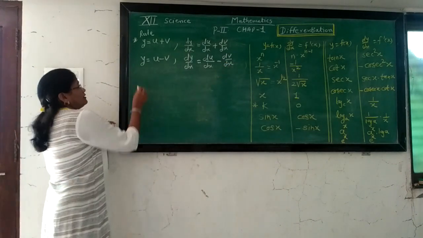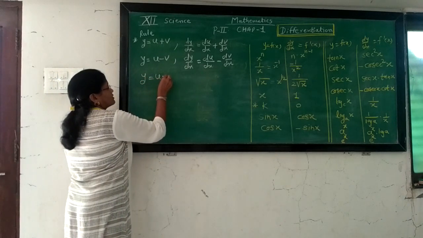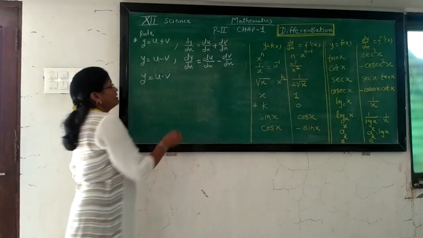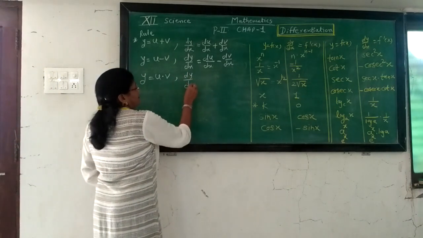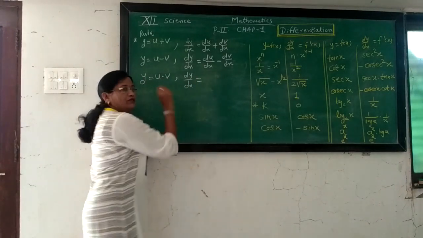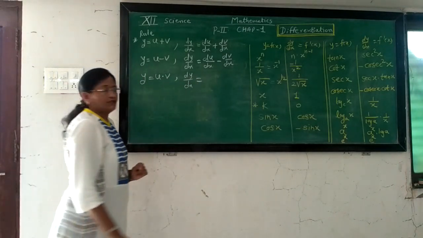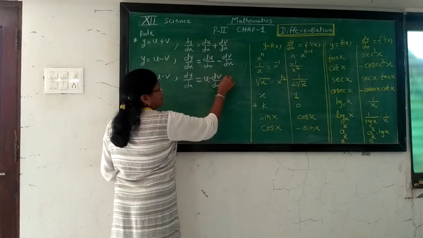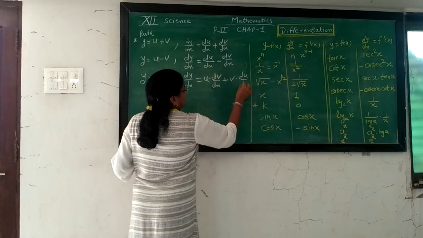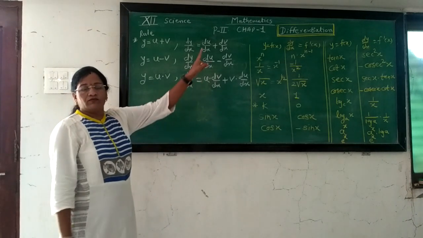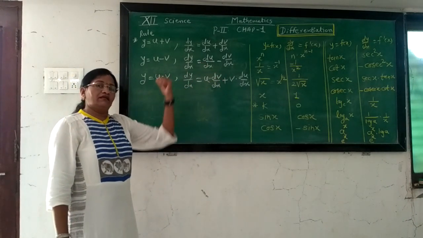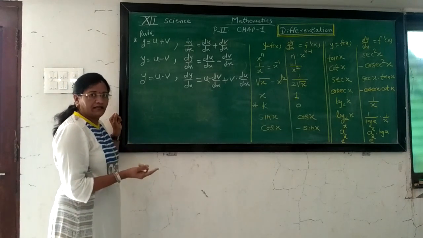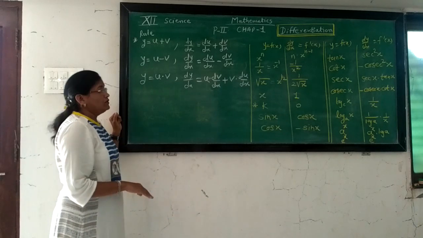Now, if the function is expressed as product of two functions, the derivative of the product can be defined as dy by dx is equal to, here we take u as the first function and v as the second function. So we take u, the first function, multiplied by derivative of second, plus second function multiplied by derivative of first. That is u into derivative of v plus v into derivative of u.